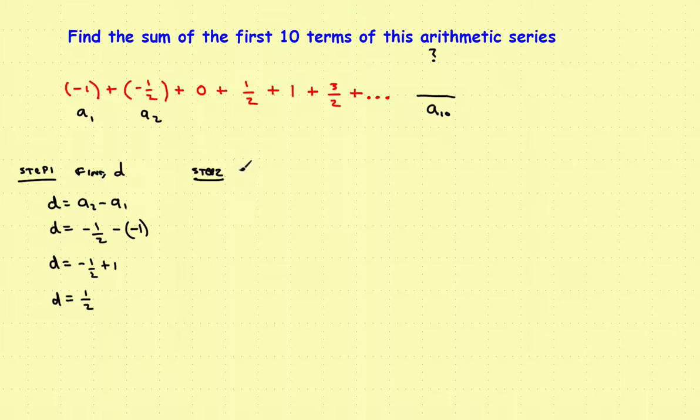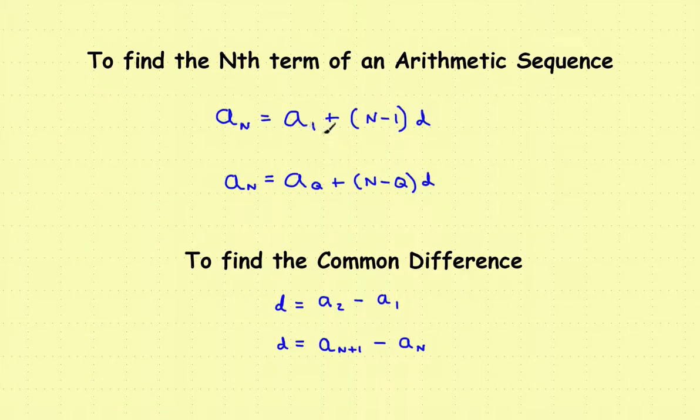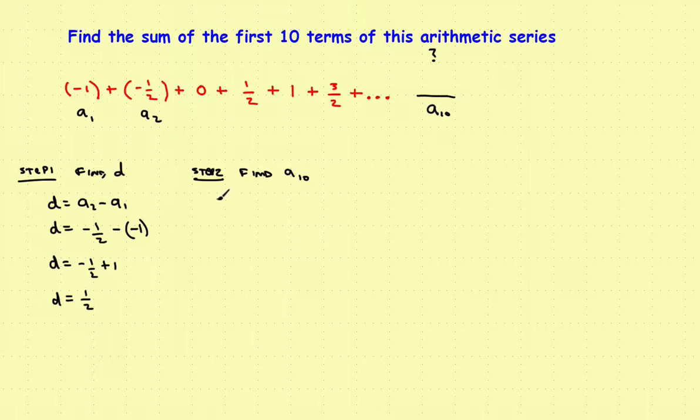So step 2, again, to use the formula, I need the 10th term. So I want to find a sub 10. And again, the formula that I'll use is right here. a sub n is a sub 1 plus n minus 1 times d. So starting with that formula, a sub n is a sub 1 plus n minus 1 times d. So I want a sub 10. So in this problem, n is going to be equal to 10.